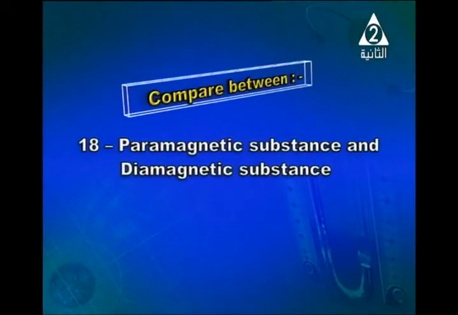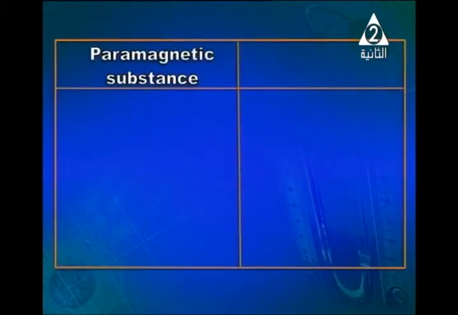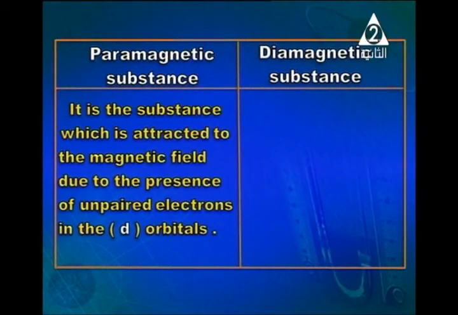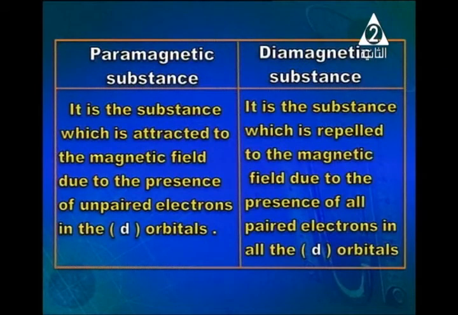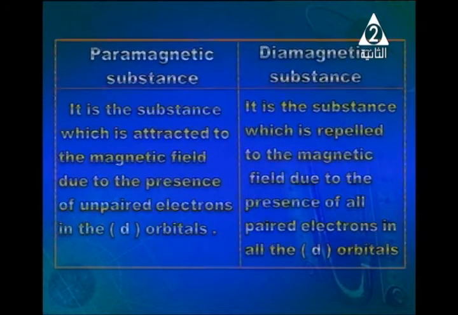Compare between paramagnetic substances and diamagnetic substances. A paramagnetic substance is a substance which is attracted to the magnetic field due to the presence of unpaired electrons in the d orbitals, while a diamagnetic substance is a substance which is repelled from the magnetic field due to the presence of all paired electrons in the d orbitals.